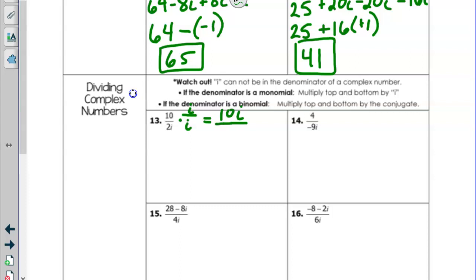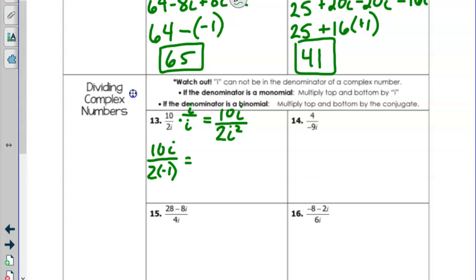2i times i will give me 2i squared. That's the first step. What does i squared do? Emily? It's negative 1, right? So we have 10i over 2 times negative 1.